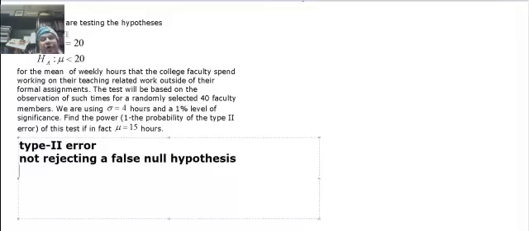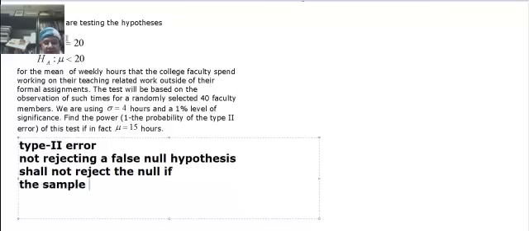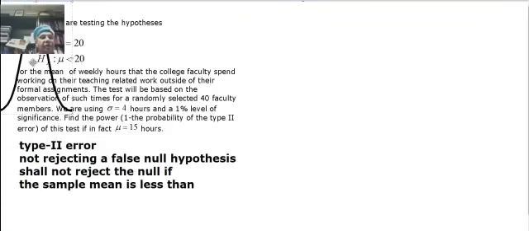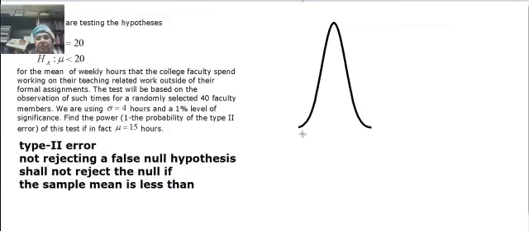Now our sample calculations will use the value 20, and that's how they will catch or not catch. So here, we shall not reject the null if the sample mean is less than what? Again, your calculation will be based on the mean being how much?